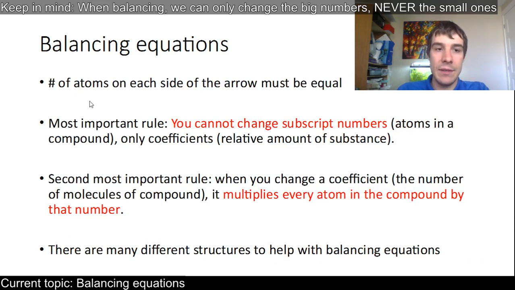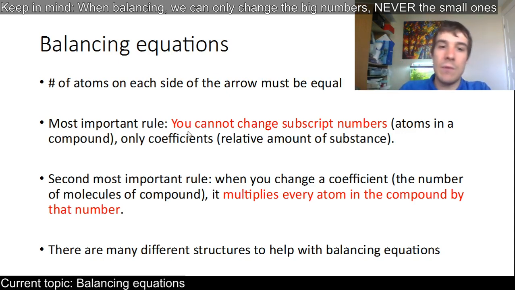So here's the rules. The number of atoms on each side of the arrow must be equal, and the most important rule is that you can't change the little numbers. We can't change the subscript numbers, because that would change the compound, and we don't want to change the compound. We want to do this reaction with these two compounds that are reacting with each other. If we change the small numbers, it's not the same reaction anymore.